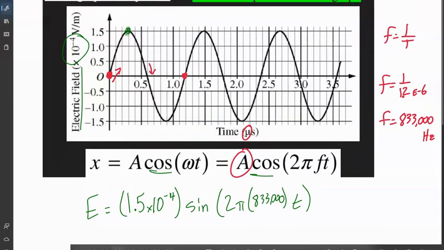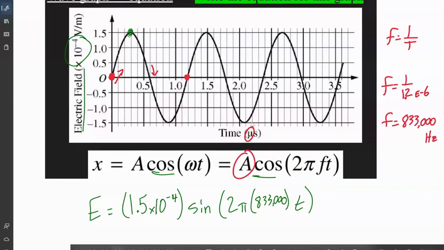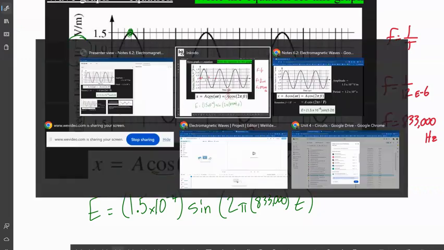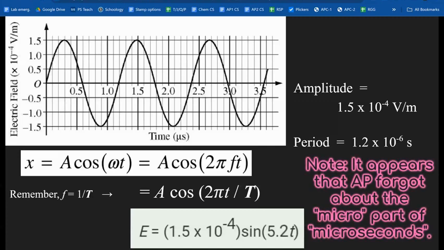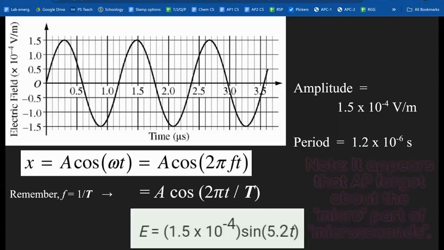All right, and you can simplify from there if you want, but that's as far as I'll go. So there's our equation right there for this graph. Here's the way that AP presents it to you: 1.5 times 10 to the minus 4 sine, and then 5.2 t. That's what they give you there.